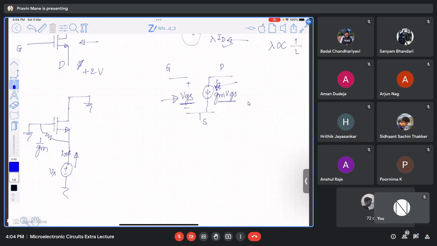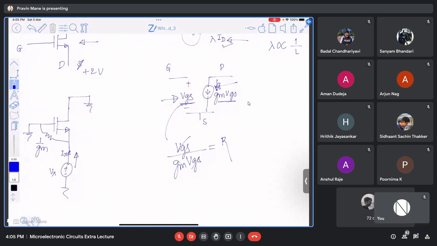I am talking about only resistance calculation. Now, VGS is a voltage and Gm VGS is a current. What is the relationship between voltage and current? Voltage divided by current equals resistance. So you can see that the voltage VGS upon Gm VGS is the resistance R. So it is 1 by Gm.